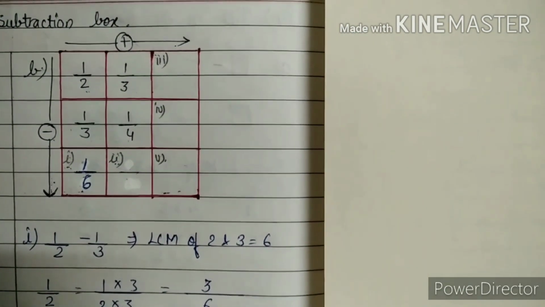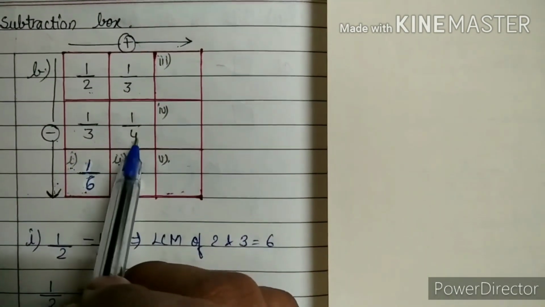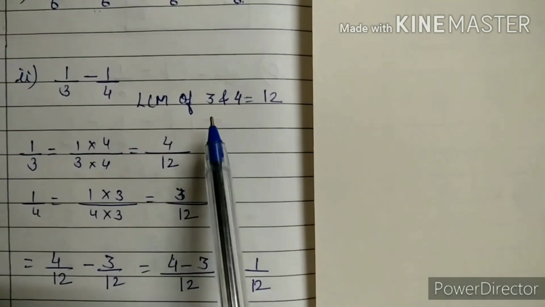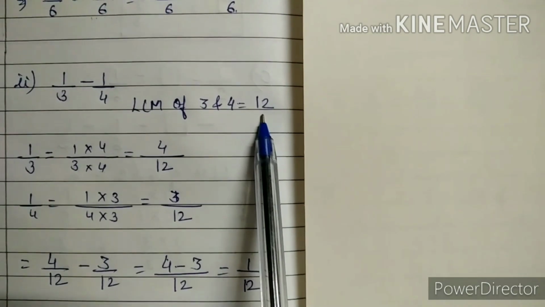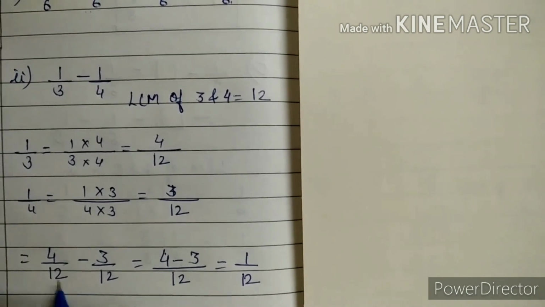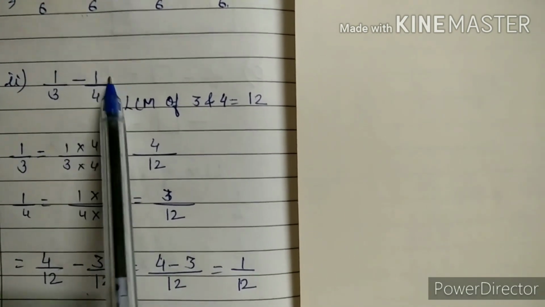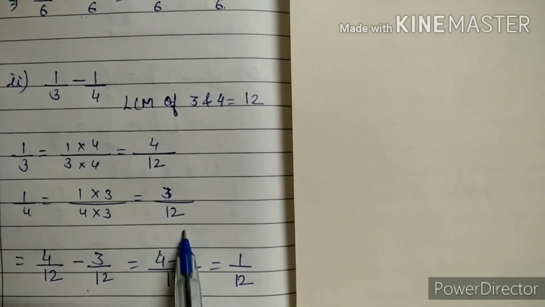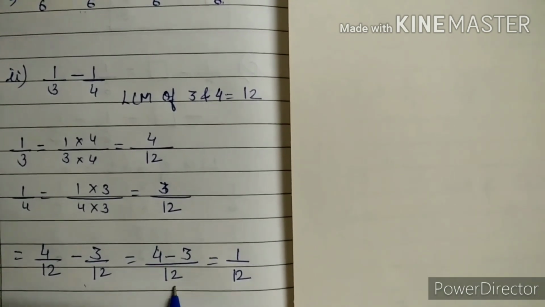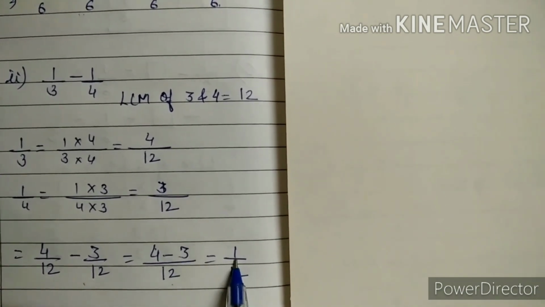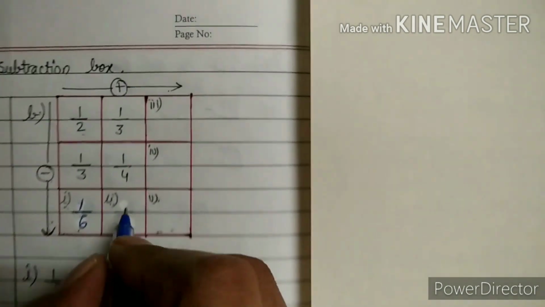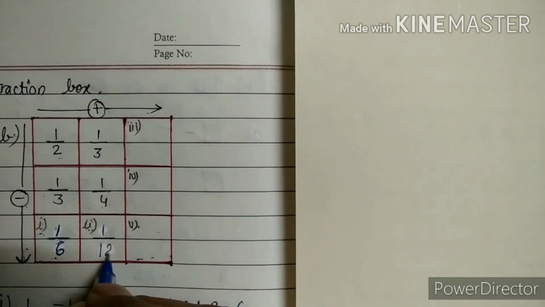For the second, we will do the same, 1 by 3 minus 1 by 4. Different denominators, so we will take their LCM of 3 and 4, we will get 12. 1 by 3 is changed into 4 by 12, minus as it is. In the place of 1 by 4, we have to write 3 by 12. Same denominator, that's why the denominator will come only one time. 4 minus 3 is 1. 1 by 12 is the value of which? The second one. So here in the second section we will put 1 by 12.